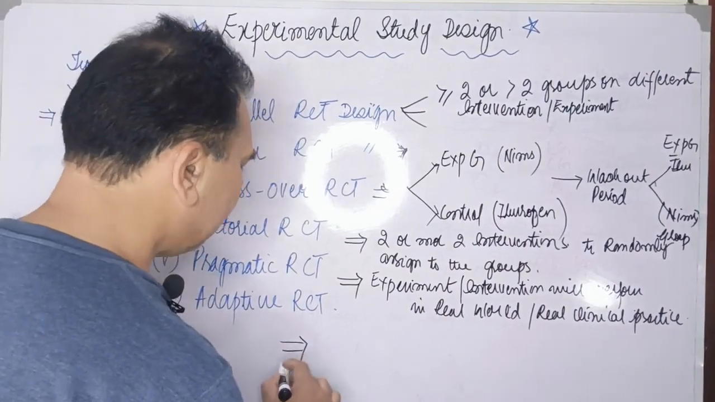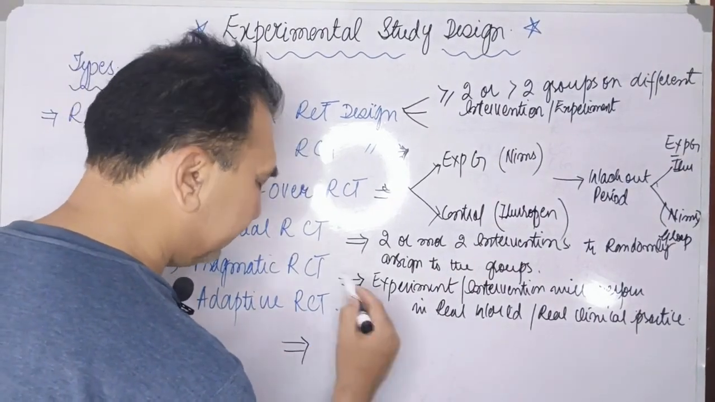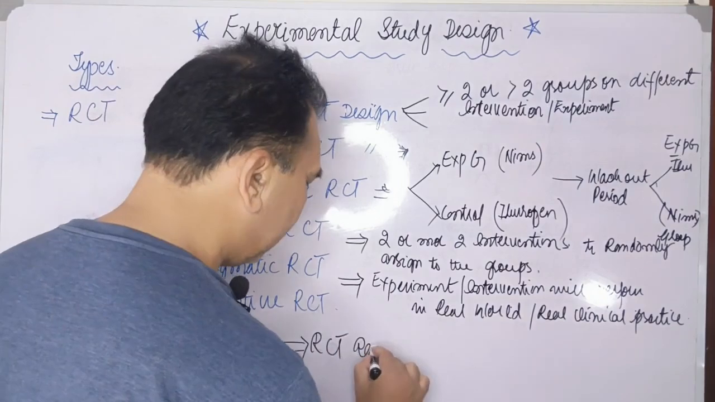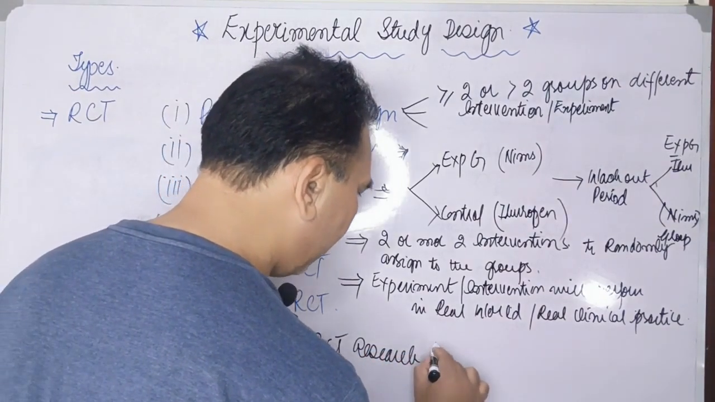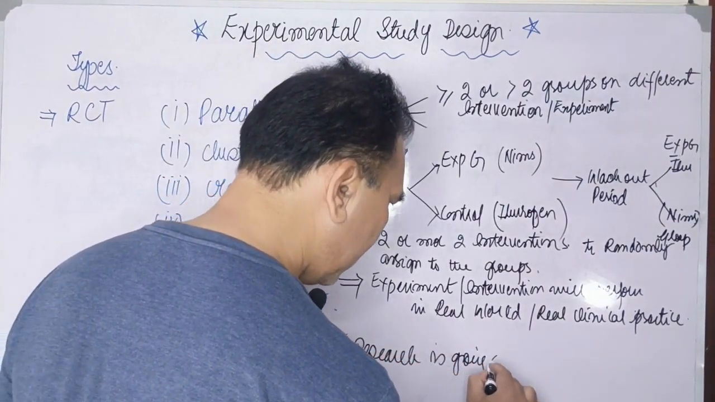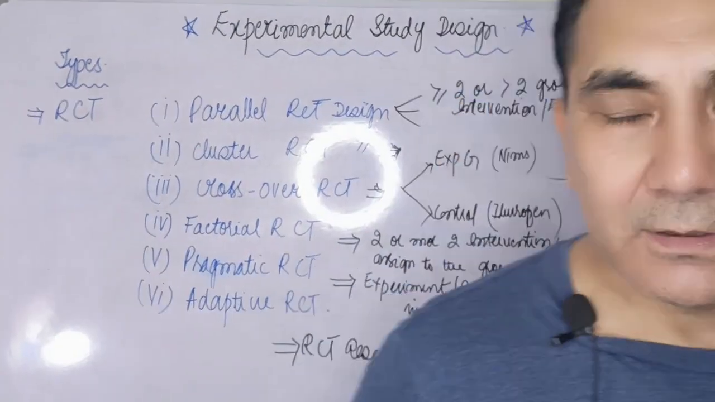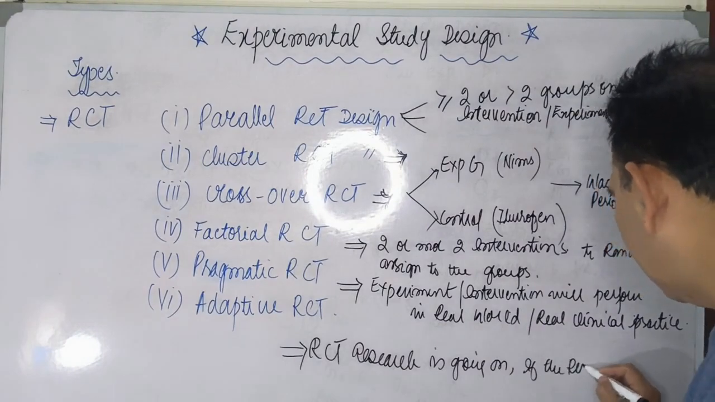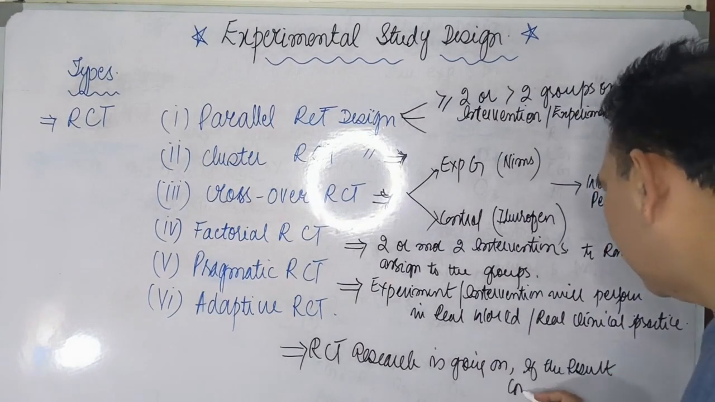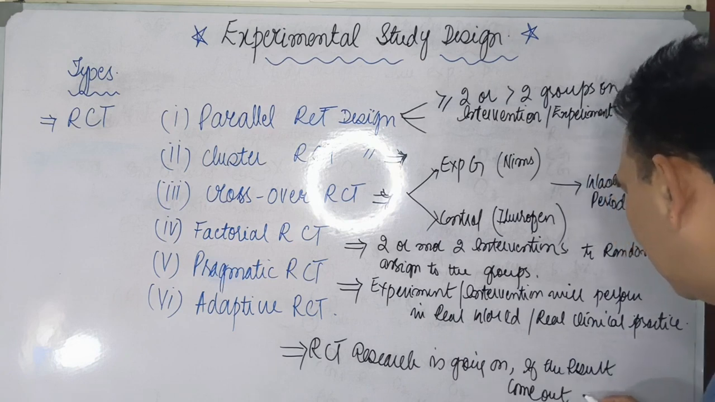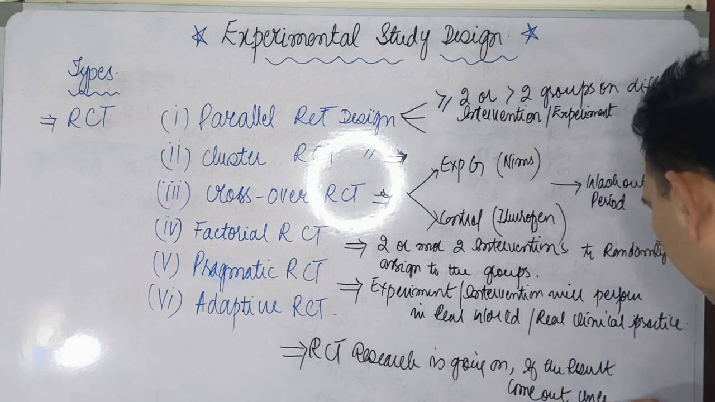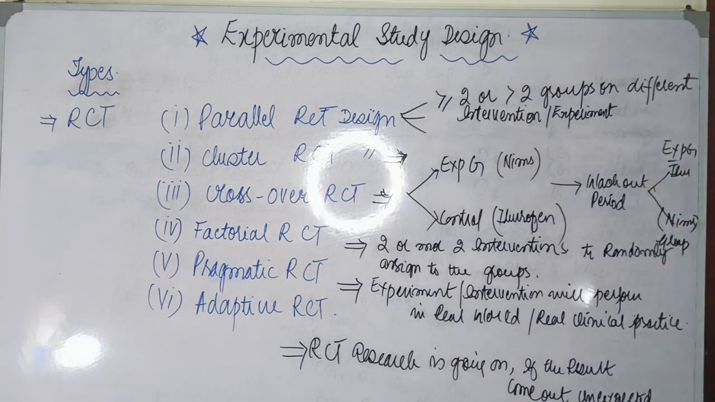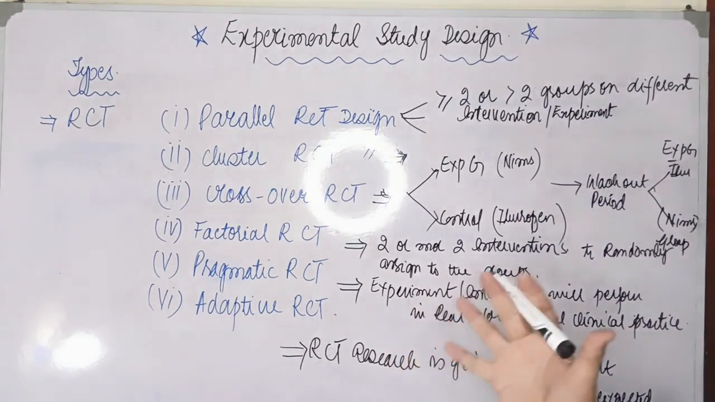In the adaptive RCT, when the RCT research is going on, what would happen if an unexpected result comes out when the research is going on?